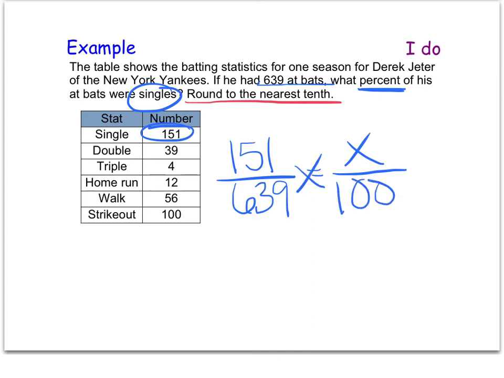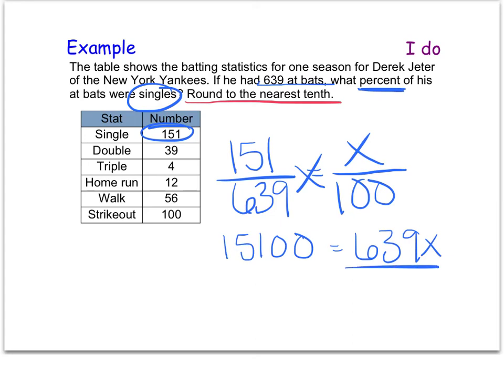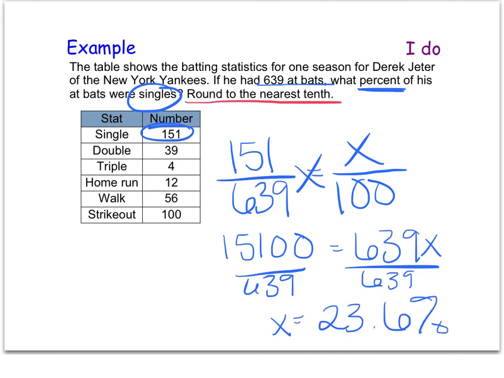And when I do some cross multiplying, I get 151 equals 639x. I divide by 639. And when I do that, I get x to equal 23.6. And that's asking me what percent, so I need a percent sign on the back of that.